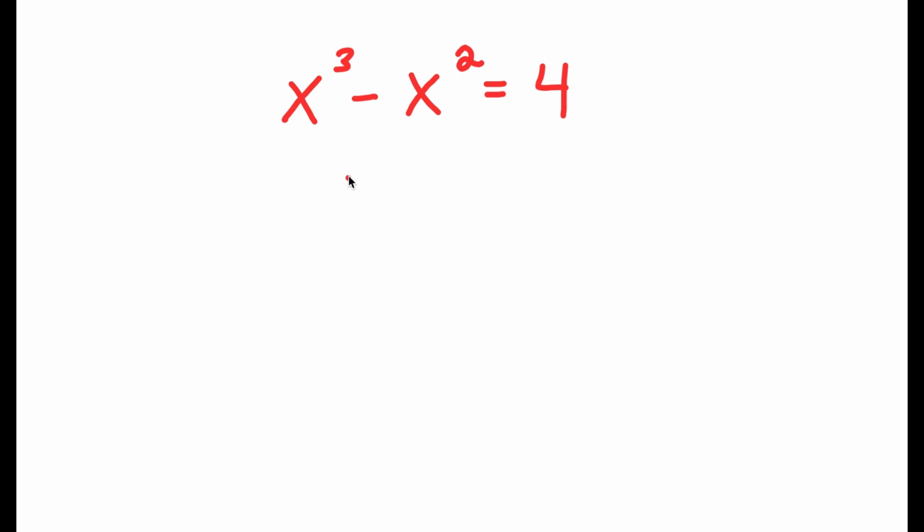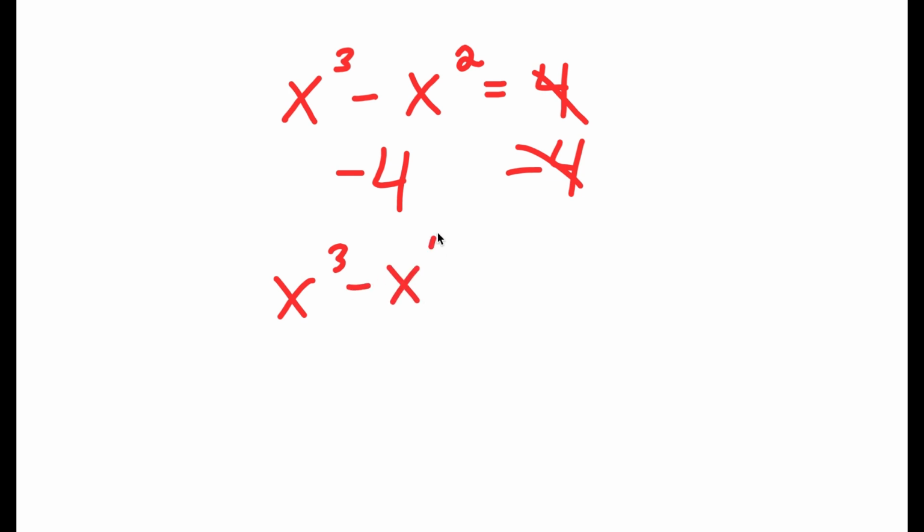Alright, so in this problem, I have x to the power of 3 minus x squared is equal to 4. So to solve this, I'm going to first start by subtracting 4 on both sides. So now I get x to the power of 3 minus x squared minus 4 is equal to 0.